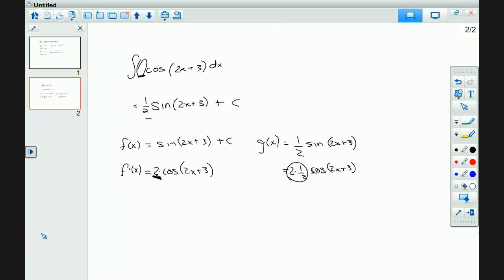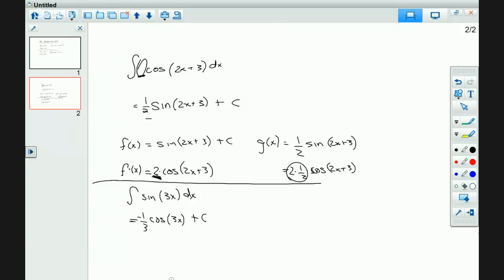And you can get this pattern, it's the same every time. So if I asked you, what is the antiderivative of sine 3x? It would be 1/3 negative cosine 3x plus a constant.